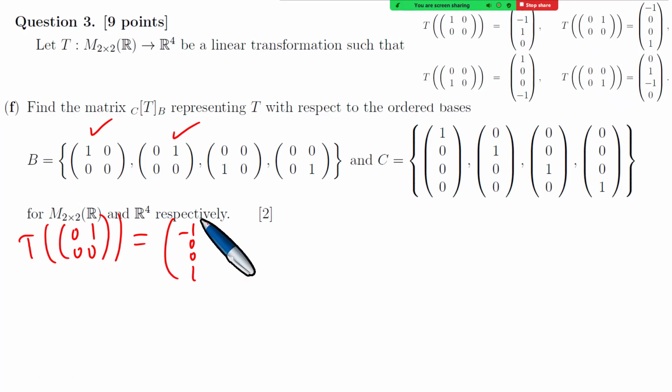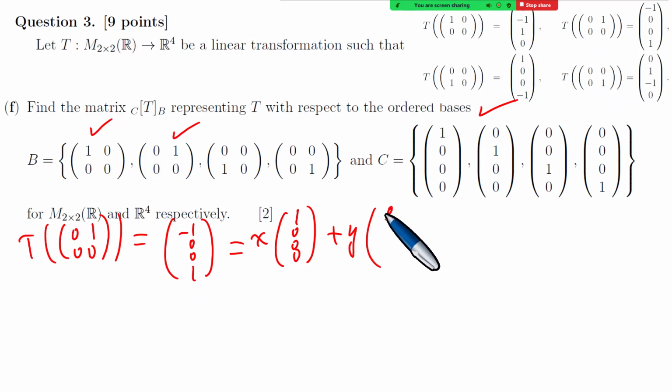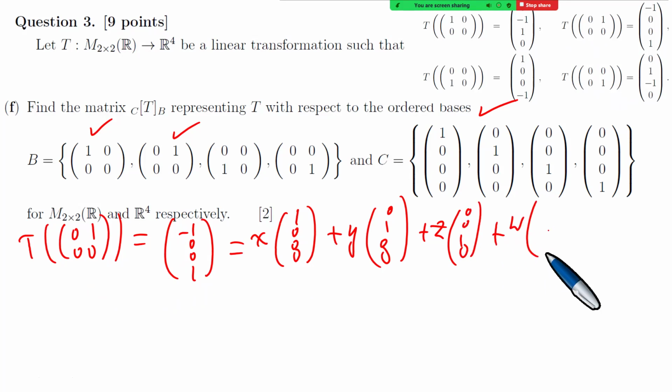-1, 0, 0, 1. For the matrix representation, the image must be written as a linear combination of these others. Which means that you can write x times 1, 0, 0, 0, plus y times 0, 1, 0, 0, plus z times 0, 0, 1, 0, plus w times 0, 0, 0, 1. You must write the image as a combination of the vectors in the codomain. This is what matrix representation means.